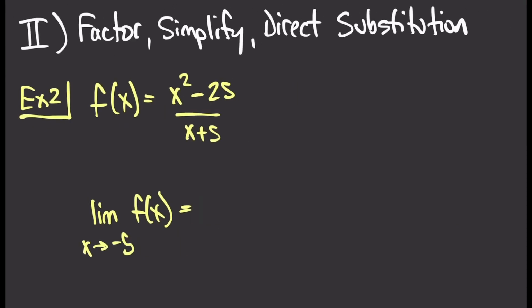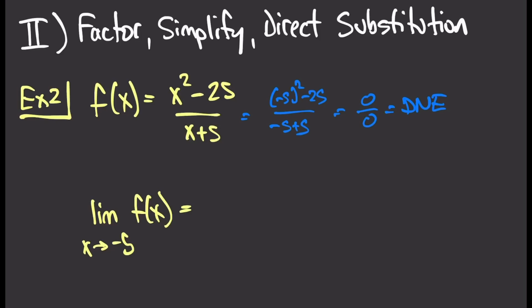Okay, well, what happens when direct substitution doesn't work? Well, then we're going to factor, simplify, and then try direct substitution. Okay, so in this example here, you can see I want to take the limit of this function x squared minus 25 over x plus 5. I want to take the limit as x approaches negative 5. Well, let's just do it. If I put a negative 5 in there, I'm going to get negative 5 squared minus 25 over negative 5 plus 5. That's going to give me 0 over 0. Obviously, that fraction is undefined, so I'd say the limit does not exist. However, the limit does exist.